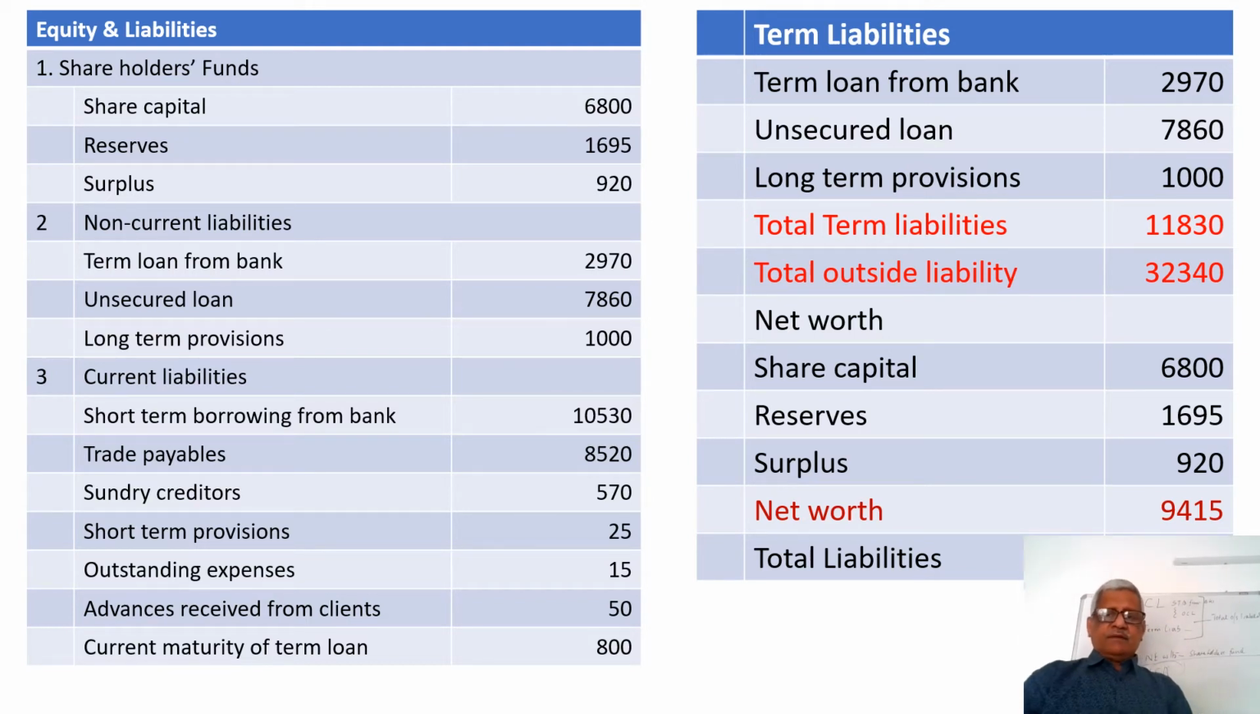So we have first one, the current liability, the short-term borrowing from bank, then other current liabilities, then we have the total current liabilities. Then we go to the term liability. We add up all the term liabilities, total term liability, then current liability plus total term liability will give you total outside liability. Then comes the net worth, that is owner's fund, share capital, reserves and surplus. Then the total liabilities will appear there. 417.55. Okay, now let us move to the asset side.